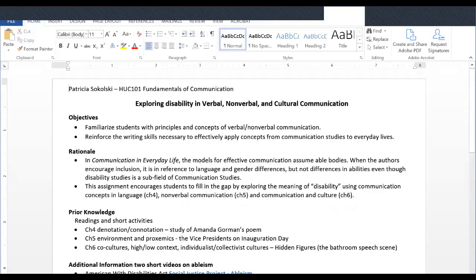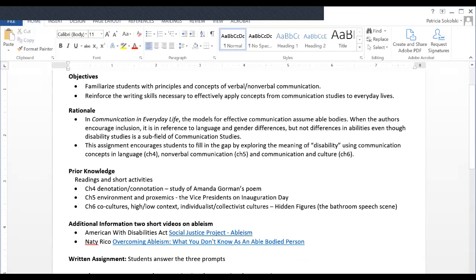So the activity fulfills two of the objectives of the Fundamentals of Communication course, which are to familiarize students with principles and concepts of verbal and nonverbal communication, and to reinforce the writing skills necessary to effectively apply concepts from communication studies to everyday lives. The rationale I explained, and for prior knowledge, the students, before they get to the activity, will have done some reading in the textbook and also some short activities to practice the concepts before applying them to the assignment.